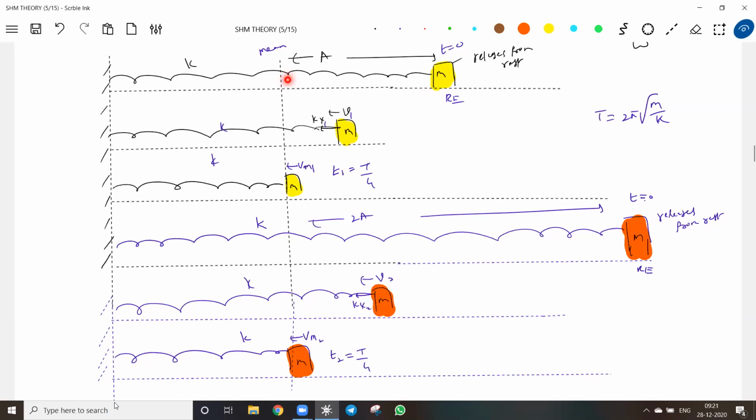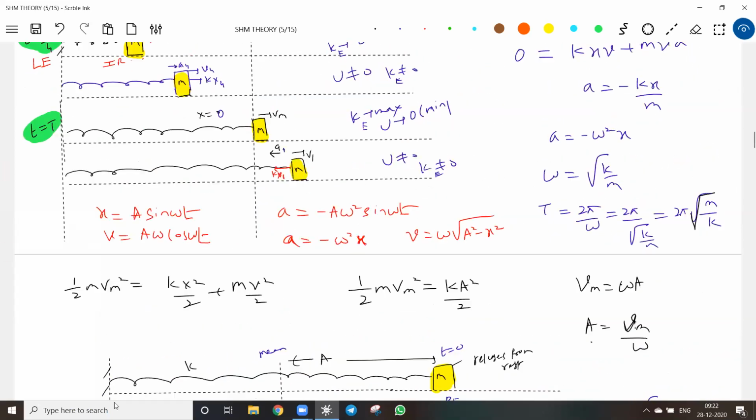Instead of giving velocity, I'll pull this and release from rest. I'll just hold the spring and pull it like a rubber band. You connect one stone and leave it, and it's going to execute to and from motion. I'm showing only 1/4 of an oscillation. So what you can conclude is that the time period is independent of the amplitude of oscillation. How much amplitude we give will not determine the time period.